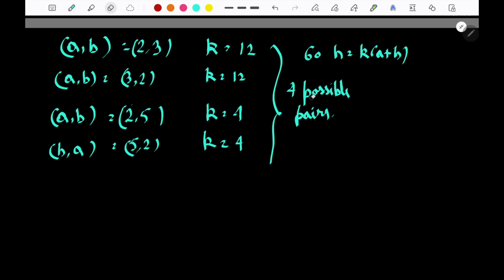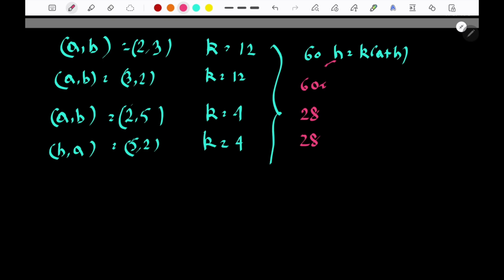In the second case, let me rub this off. We can do one thing, use another one. Yeah, here it is again 12 into 5, 60. H is 60 here, and for the rest of the two this will be 4 into 7, that is 28 and 28.